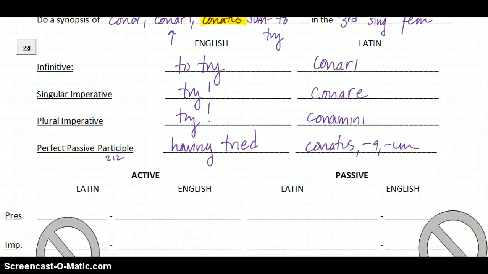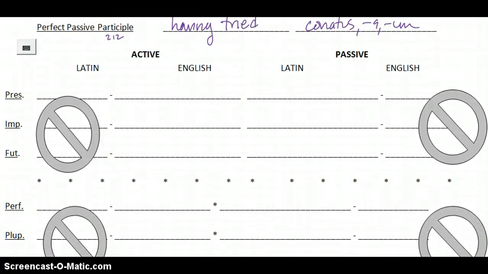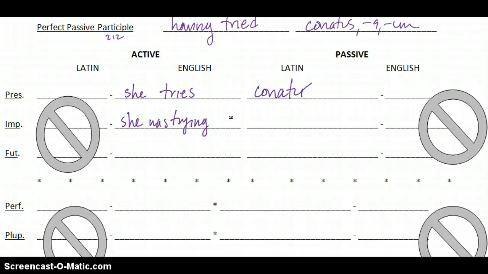Now to go to the actual verb synopsis in the third person singular. The present third person singular feminine would be she tries, and that would be conatur. It's going to look passive with that atur ending. If I were doing imperfect, I would say she was trying, or any of the other imperfect translations: was trying, began to try, used to try, kept trying, etc. And that'll have a ba in it, conabatur.